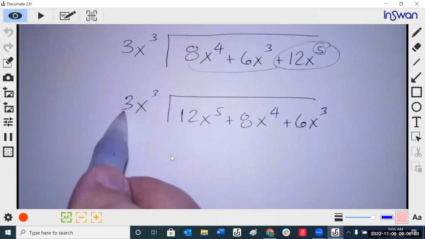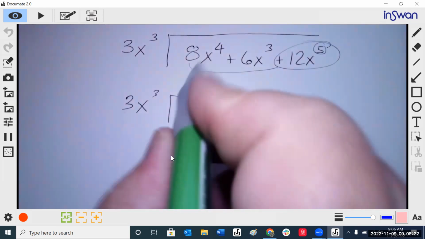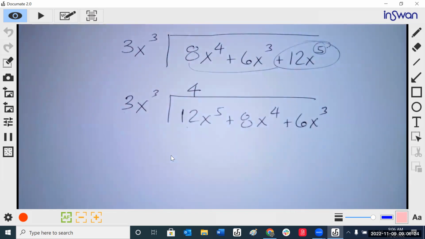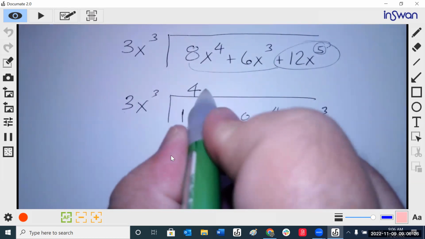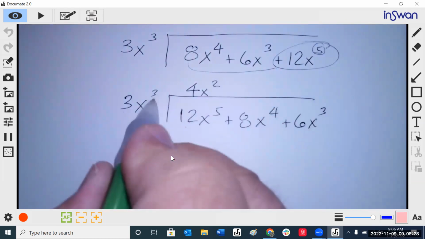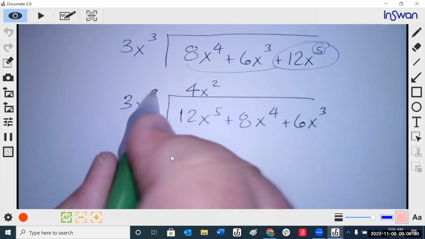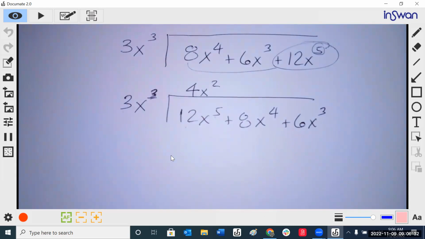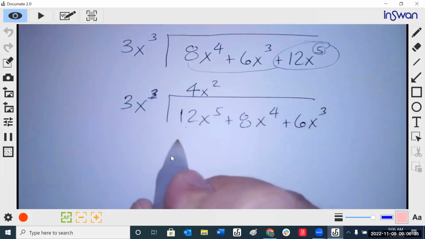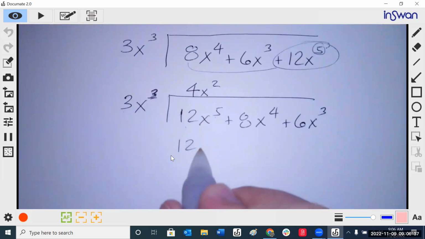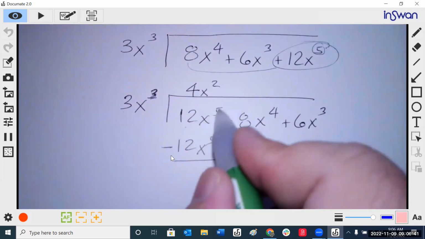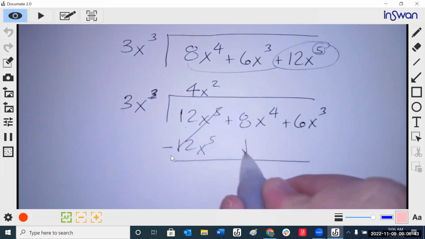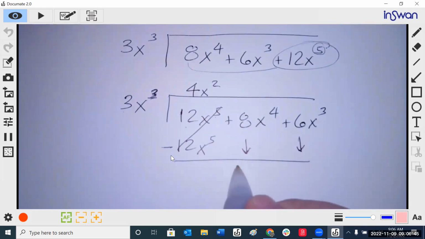All right. 3 times what is 12? How many more x's do we need? 2. We have 3 here. That's a 3. And that's a 5. So 4 times 3 is 12. 2 plus 3 is 5. Change the signs. Bring everything else down.